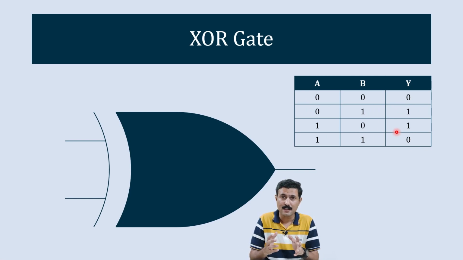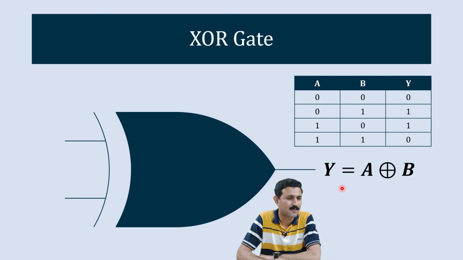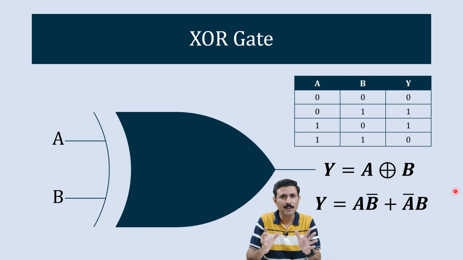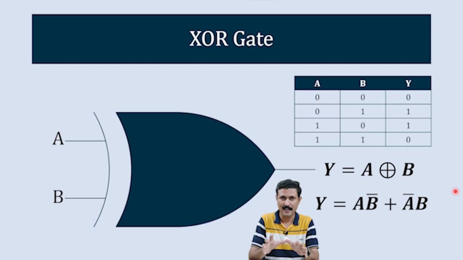But the question is, where do these things come from? Why is it like this only? To clear these questions, we must understand it this way. The output equation of this XOR gate is y = a XOR b. This is the symbol of XOR. Here a and b are the two inputs and y is the output. The simplified version of this equation is y = a into b bar plus a bar into b. So now I am going to solve all your questions regarding the truth table, the equivalent circuit of the XOR gate and the output equation of this gate.